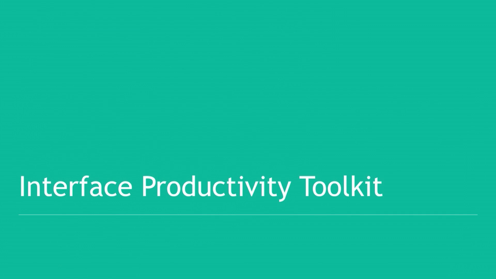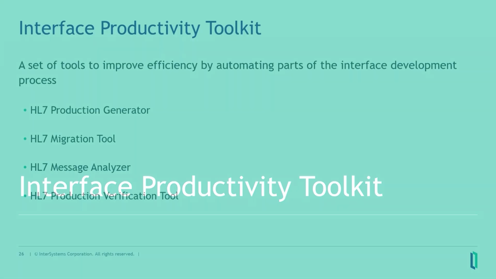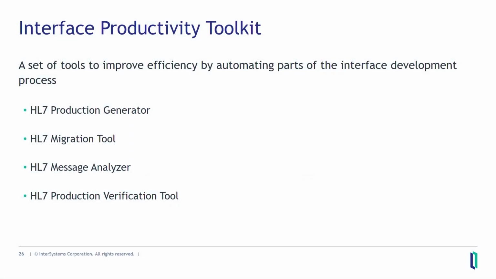And so what we'll be looking at in the release beyond 2019.1, could be 2019.2 or 2020, depending on how that rolls out, is what we're calling the Interface Productivity Toolkit, which is going to be a set of tools starting with a production generator, and then general migration tools, a message analyzer, and a verification tool.